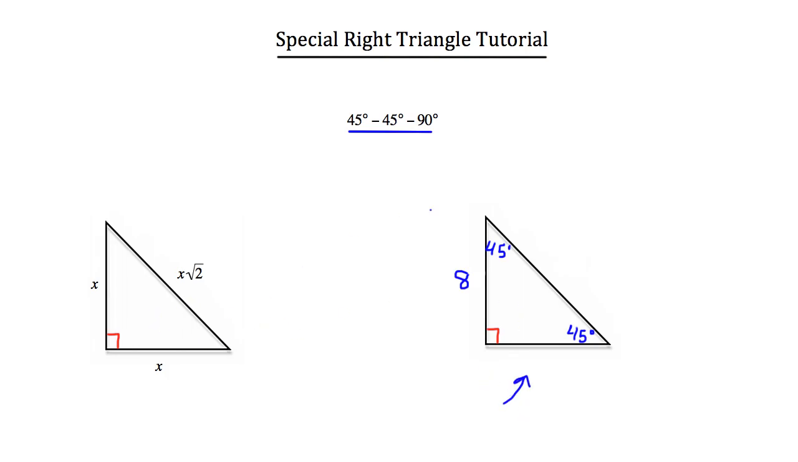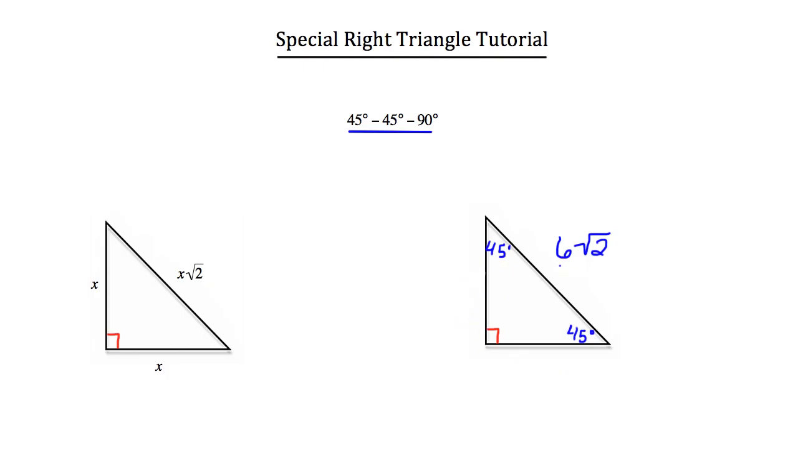Well, knowing from what you know of a 45, 45, 90, like the example on the left, this leg would also have a length of 8. And the hypotenuse would have a length of 8 root 2. So I'll write that in, because it's just the length of the leg multiplied by the square root of 2. Let's take a look at another example. What if I told you that the hypotenuse of this 45, 45, 90 had a length of 6 root 2? What would the two legs' length be?